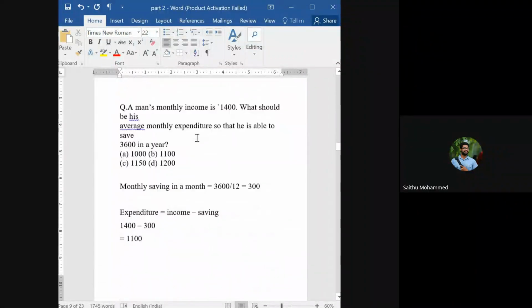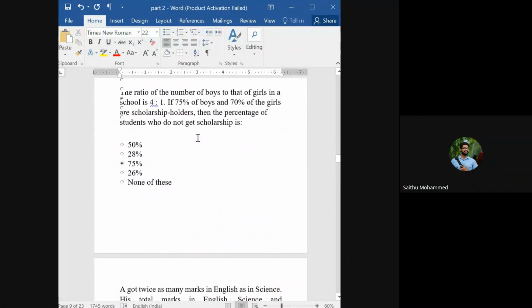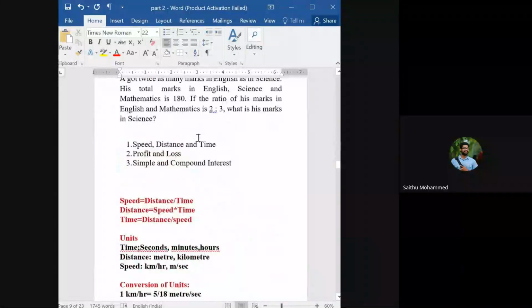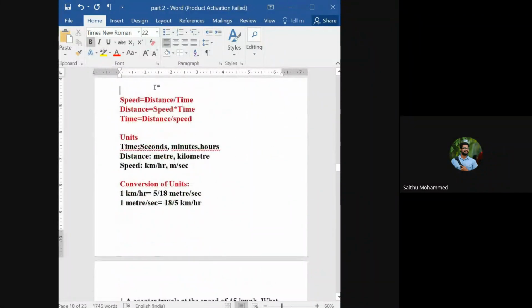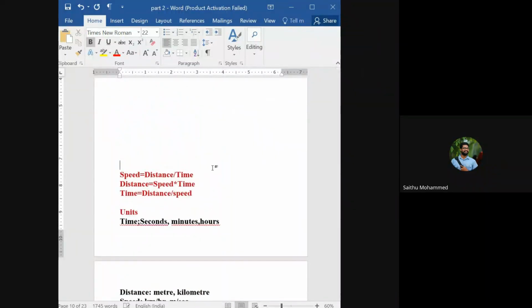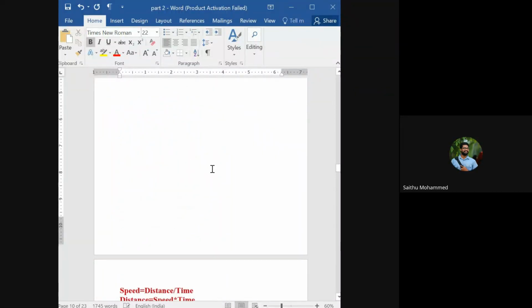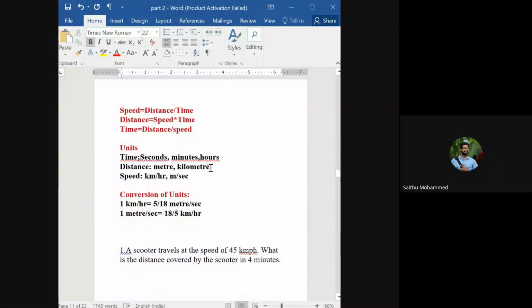We have already done two problems. I'm rushing up because we are running out of time. Now the next one is speed, distance, and time. Speed, distance, and time is also one of the topics that most students say is very difficult to comprehend.